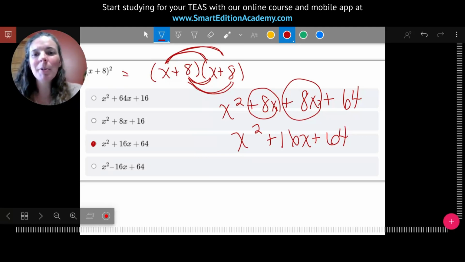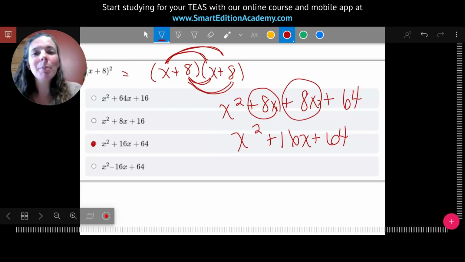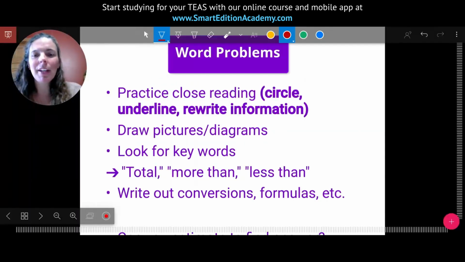All right, so multiplying polynomials, essentially being able to do this double distribution, is the most important thing that you will see. And as you're doing some more practice problems on your Smart Edition course, you will see it can definitely get a little bit more complex, but this is the main concept, the main idea you need. Okay, so let's wrap it up with a couple word problems here before we run out of time.